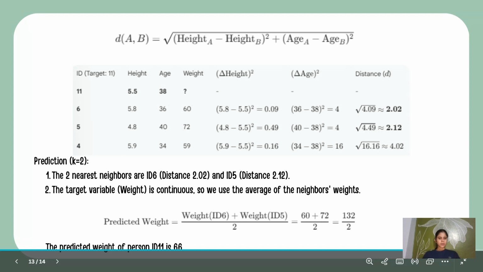First, the two nearest neighbors are ID 6, distance 2.02, and ID 5, distance 2.12. The target weight is continuous, so we use the average of the neighbors' weights, which are ID 6 and ID 5. We take the average of ID 6 and ID 5, which comes to 66. So the predicted weight of the person ID 11 will be 66.